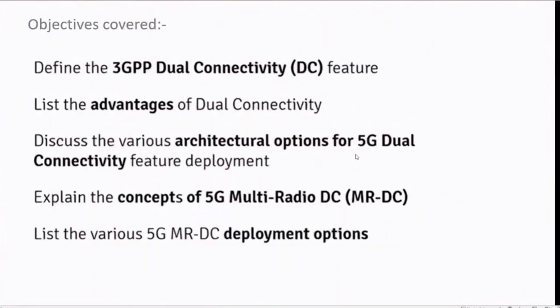So what are the objectives covered in this part of the training? We have defined the 3GPP dual connectivity feature. We have seen the advantages of dual connectivity, and we have also discussed the architectural options for 5G dual connectivity, multi-rate dual connectivity, and the deployment options.